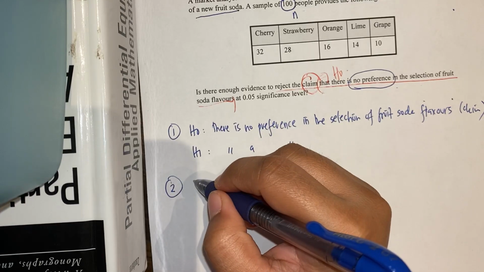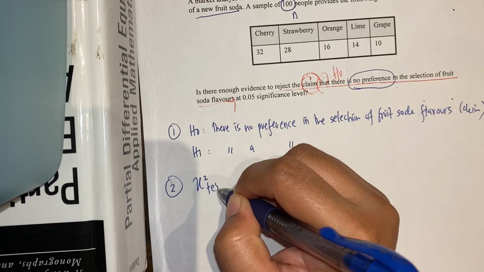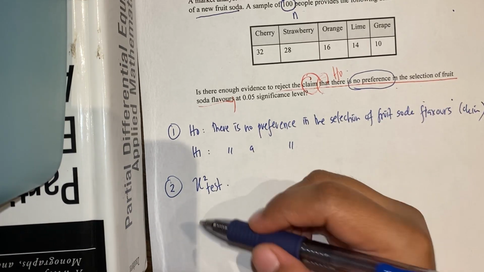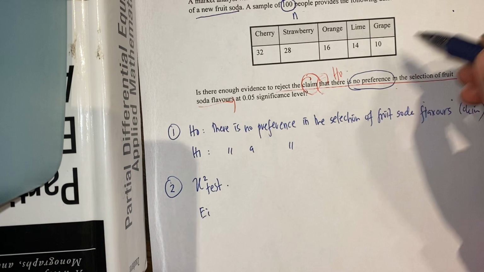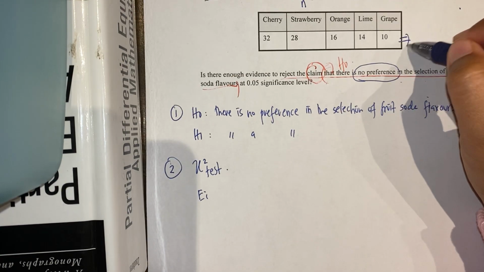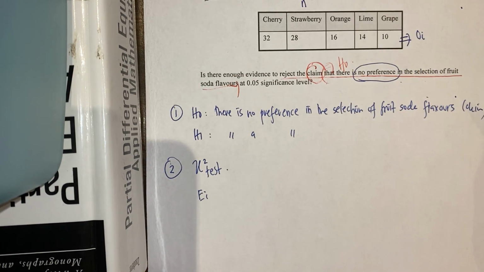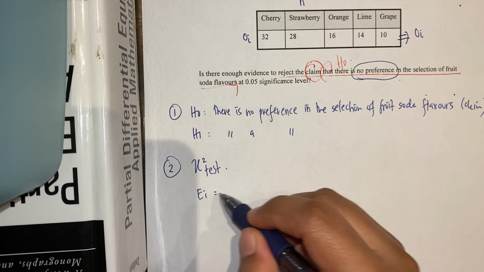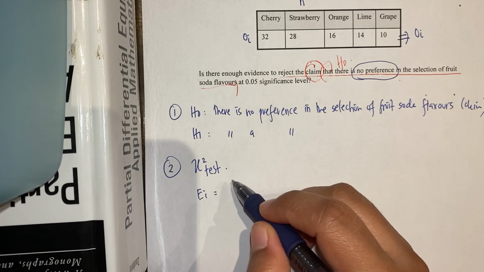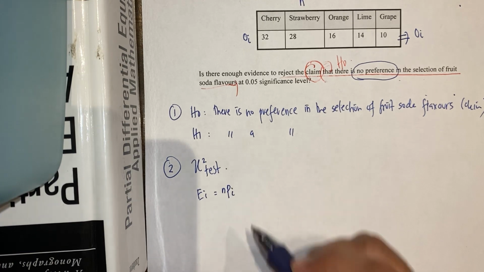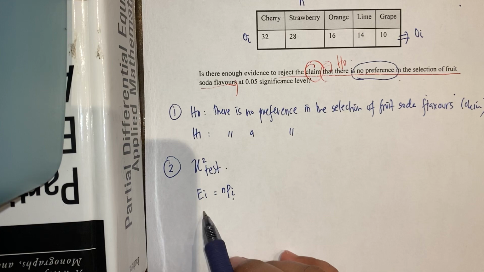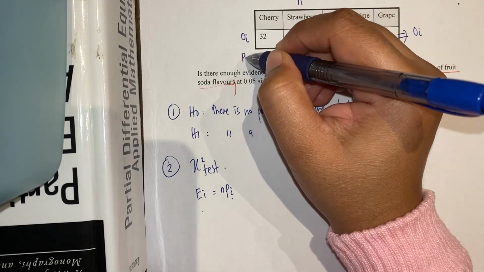And the next step is to calculate the chi-square test. Before we calculate the chi-square test, you have to calculate E, the expected frequency. What you have here is an observed frequency, that's your Oi. Back to the slide: in order to calculate E, we use the formula n times pi. So you have to know the probability here, pi, in order to calculate E.